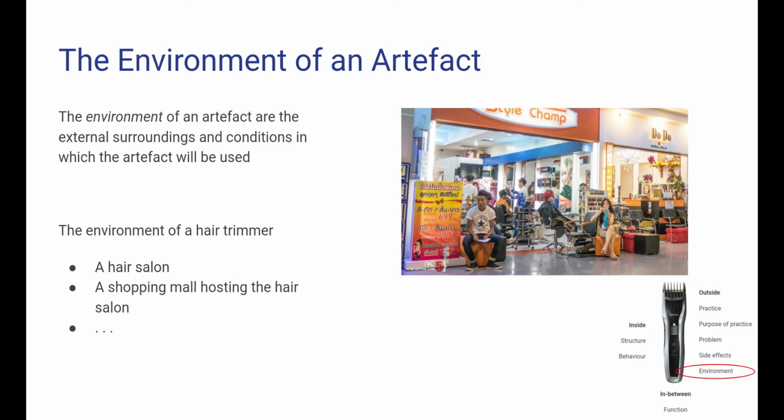We have seen that an artifact is always used in some practice, but we can widen this context of the artifact to its entire environment, that is, all the external surroundings and conditions in which that artifact will be used. So, the environment of a hair trimmer would include the practice, the hair salon, but maybe also a shopping mall that is hosting this hair salon. So the environment is broader than only the practice.